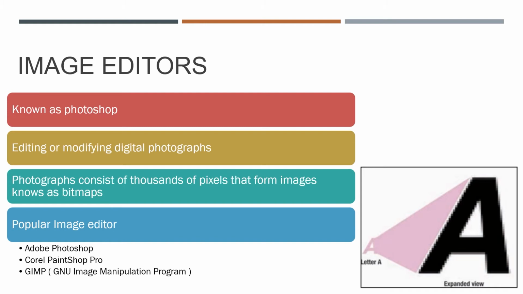In this photograph, you can see an enlarged character A. You also can see the combination of letters in the character A. That is a bitmap. So with the photo editors, users can add some lighting filter, crop an image, or even remove an object in the photo. There are some popular image editors, which are Adobe Photoshop, Corel PaintShop Pro, and GNU Image Manipulation Program.